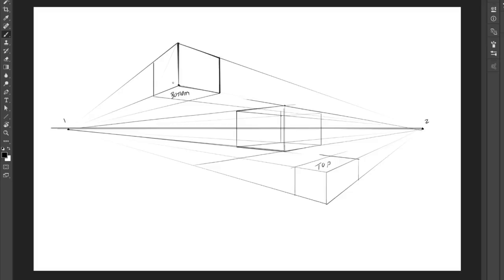So that's the basic first fundamentals of two-point perspective. I'm going to stop right there and continue on in the next one.